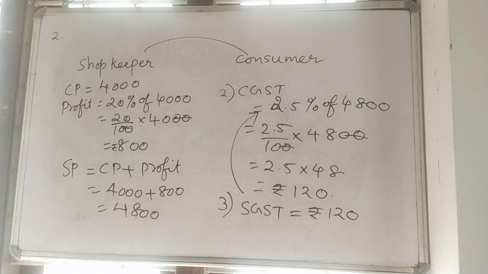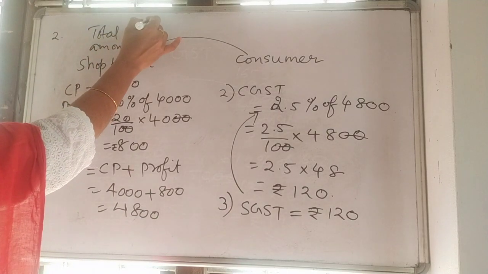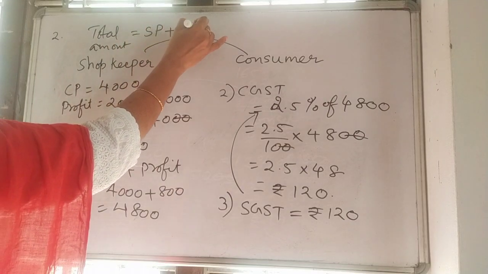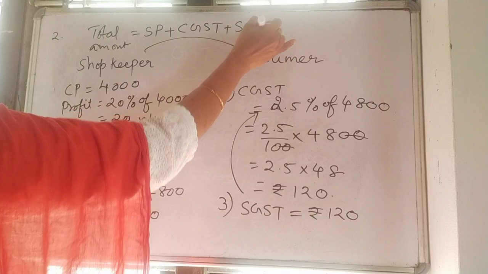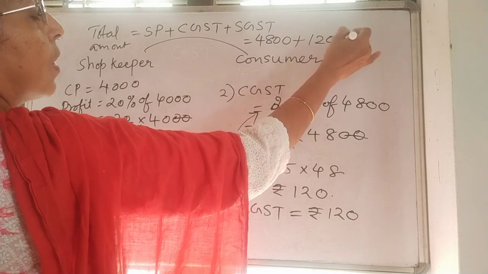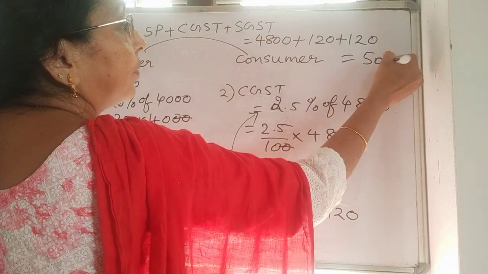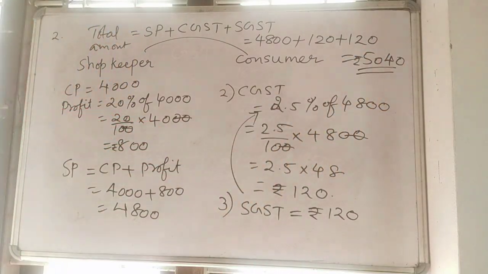Then the fourth part is the total amount paid by the consumer. It will be the selling price plus CGST plus SGST. So total amount will be SP plus CGST plus SGST, which is equal to 4,800 plus 120 plus 120. So it will be 5,040 rupees. Okay, thank you.